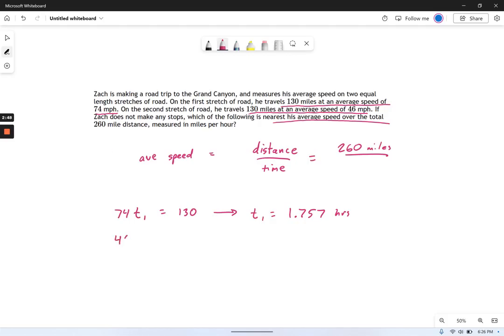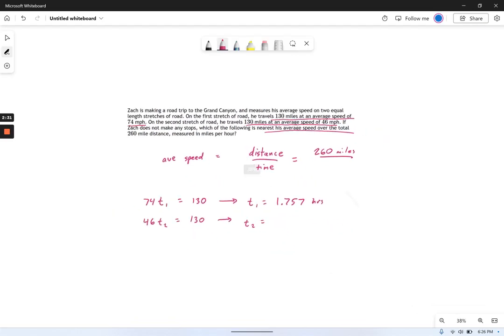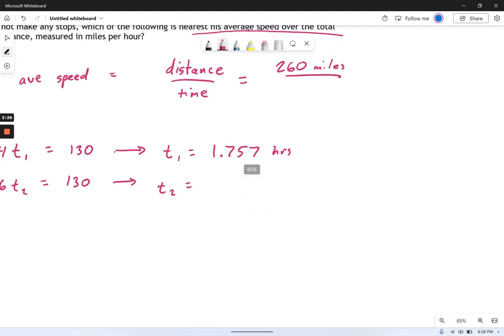miles an hour. So 46 miles per hour times T2 also equals 130 miles. So what does T2 equal? Well, we do 130 divided by 46. Now we'd expect this to be a longer period of time because we're going more slowly. So that's true. We get 2.826 hours according to my calculator here.